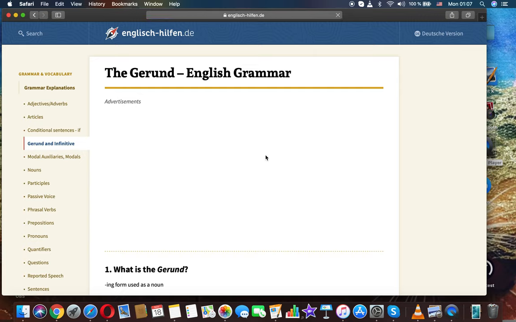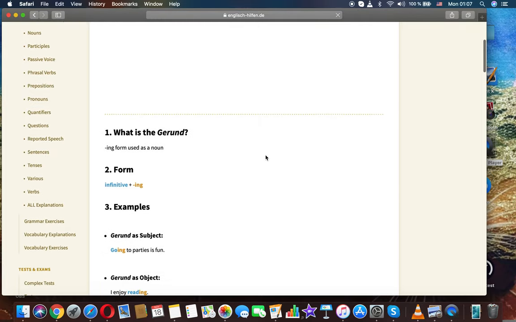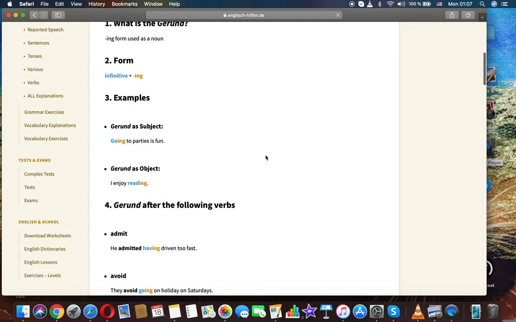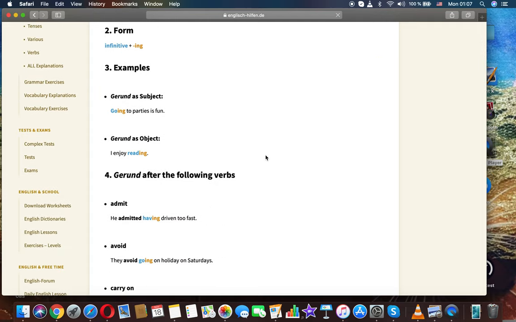So, what is a gerund? The ing form used as a noun. Form: infinitive plus ing. Examples. Gerund as subject: Going to parties is fun. Gerund as object: I enjoy reading.